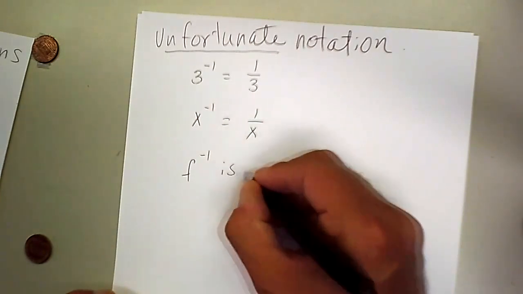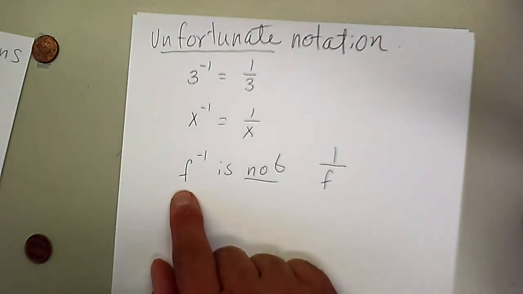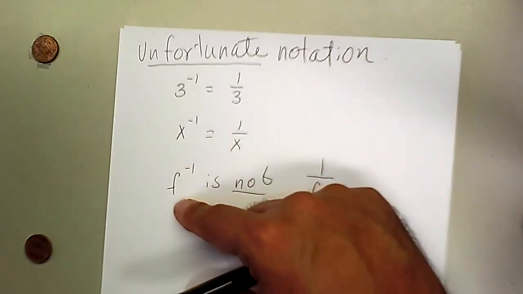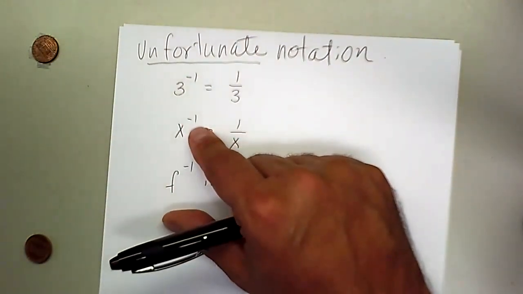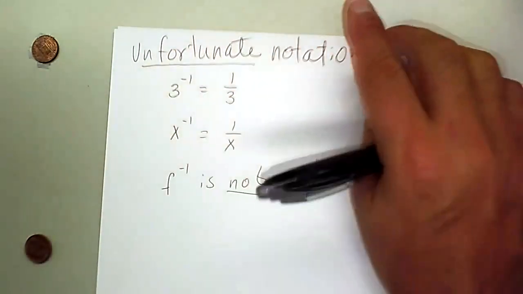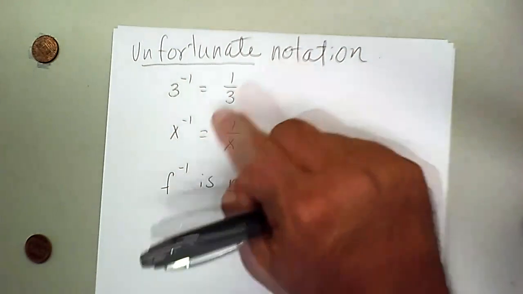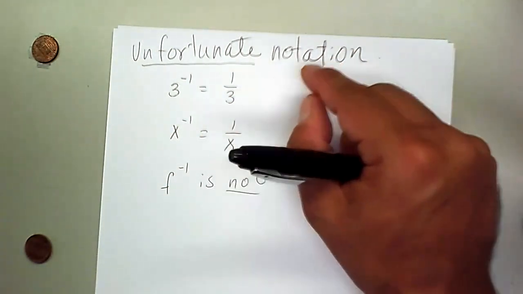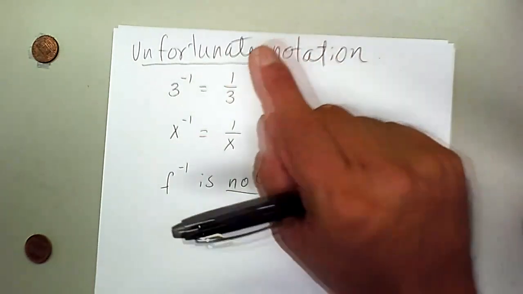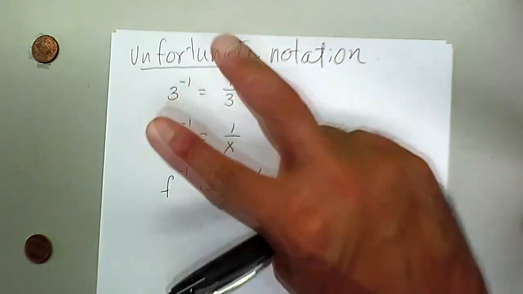that guy is not 1 over f. If we have a function, whatever the function is, we sort of have to know what's going on. If we have a number or a variable to the -1, that's the reciprocal, that's fine. But if we have a function, it is not the reciprocal whatsoever, it is the inverse function, the function that undoes the original function, that goes the other way. It is unfortunate because we're using the same kind of exponent for two different ideas.